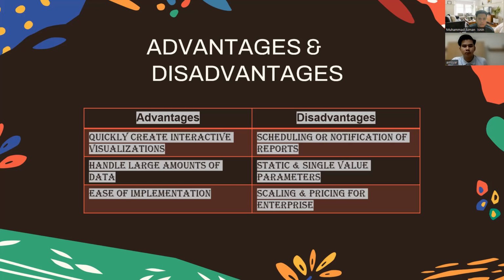First is scheduling or notification of reports. It does not provide features for automated refreshing of the report with the help of scheduling. There is no option for scheduling in Tableau. Next is static and single value parameters. The parameters are static and only a single value can be selected using a parameter. Whenever data gets changed, these parameters need to be updated manually every time. There's no way for the user to automate the updating of the parameters.